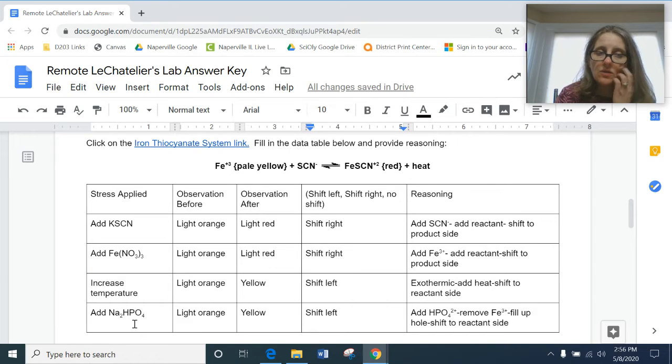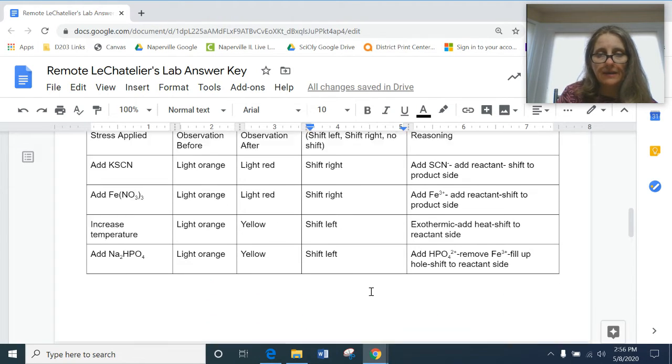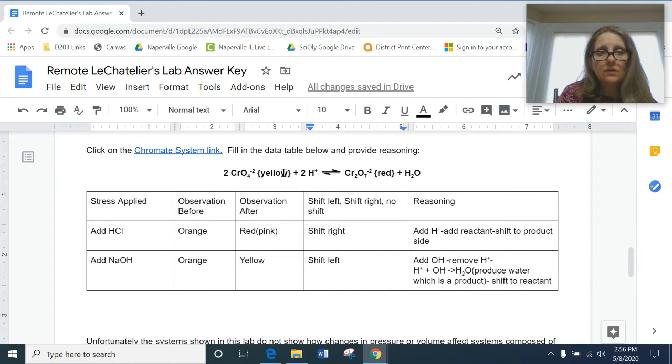And then Na2HPO4, again, you don't need to know this chemistry. HPO4 removes Fe3 plus, and it tries to fill up the hole, so it shifts to the reactant side. Then the chromate system here, I have a yellow and a red, so it's starting more of an orange. If I'm adding HCl, I'm adding H plus. Again, there's some acid-base chemistry we didn't get to this year. So please note that H plus is an acid. So I'm adding H plus to this equilibrium, so it's going to shift to the product side.